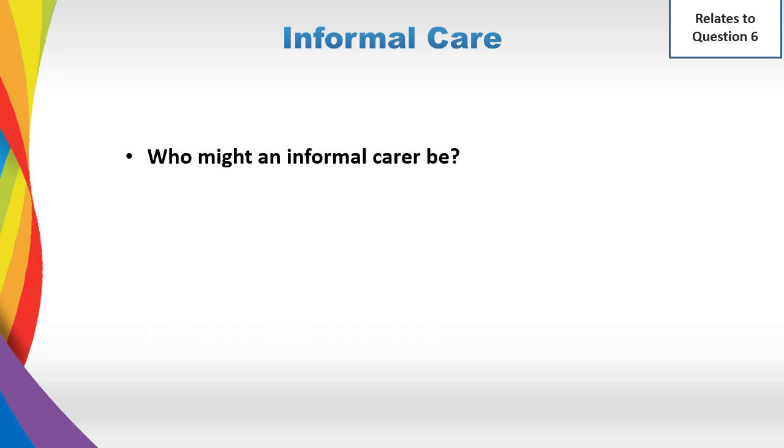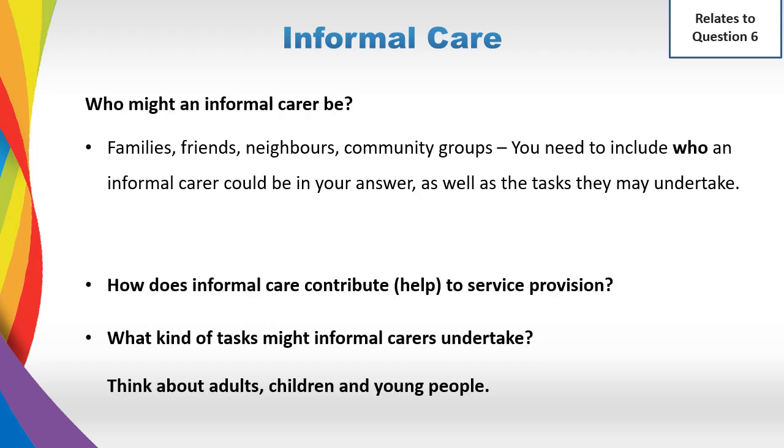The next part we're looking at is informal care. So informal care, who might an informal carer be? Have a think about that there for a moment. So an informal carer, there are lots of different people who can be informal carers. So it could be the person's family, their husband, their wife, their partner, their son, their daughter, who maybe just help with the shopping. They may be more hands-on with their care, and they may help them to the toilet and things like that. Informal care can come from friends as well, come from neighbours, community groups.